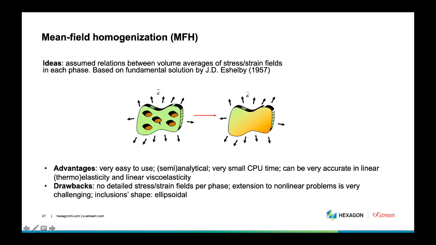It's somehow similar to, and I talked about injection molding earlier, you have a solution by Jeffery for a single fiber in a Newtonian fluid, and then if you have multiple fibers, you have some models which are approximate. And here it's similar. Okay, you have the Eshelby solution if you have a single ellipsoid in a matrix, and then you have approximate models which take into account approximately the effect of the interaction between multiple fibers.